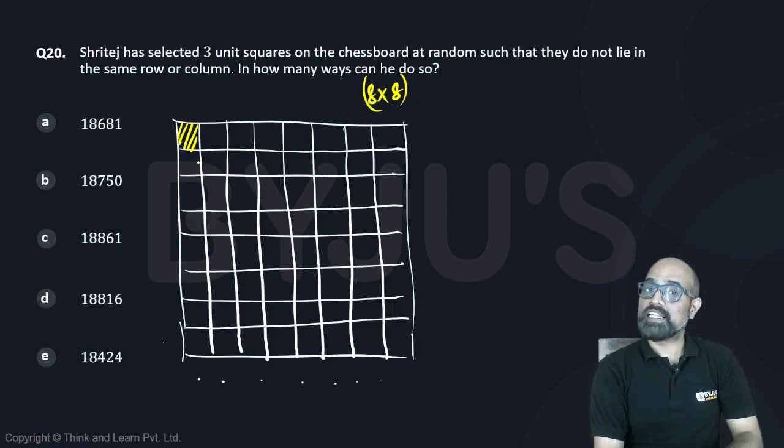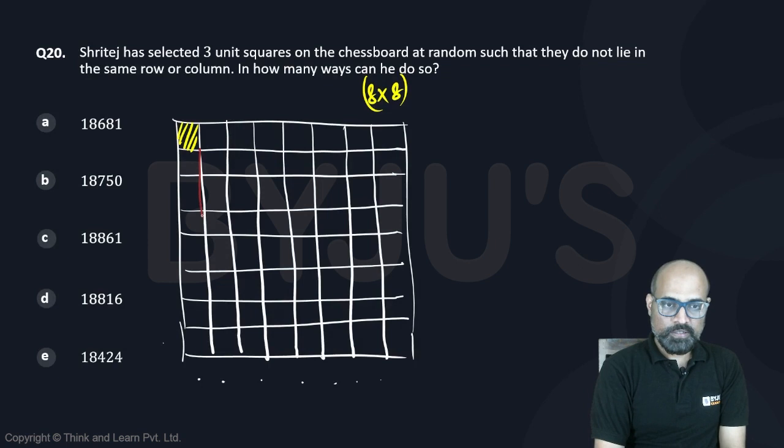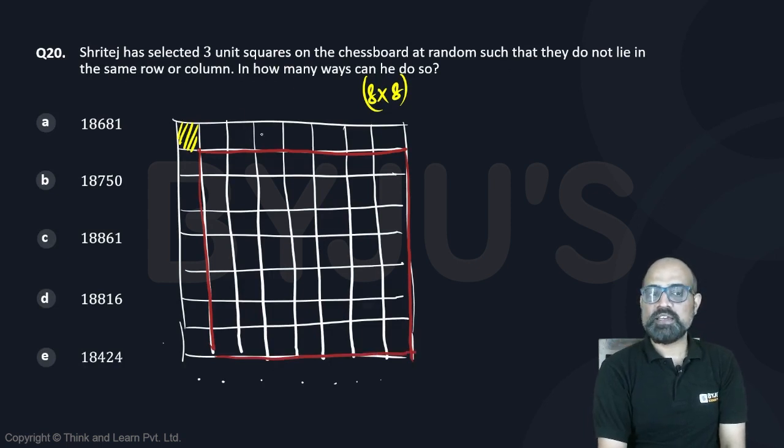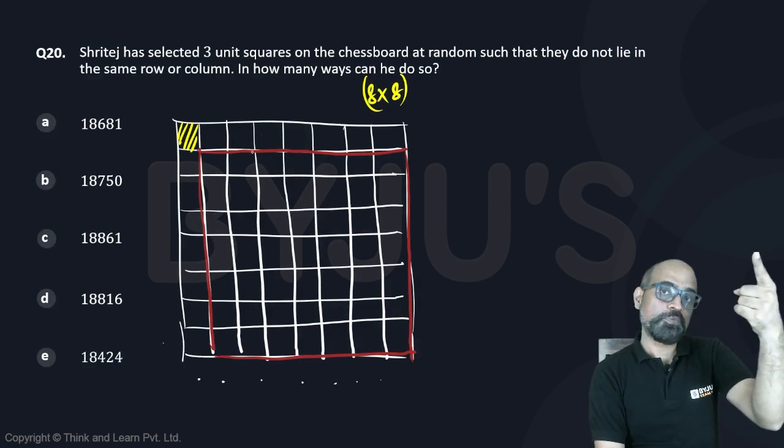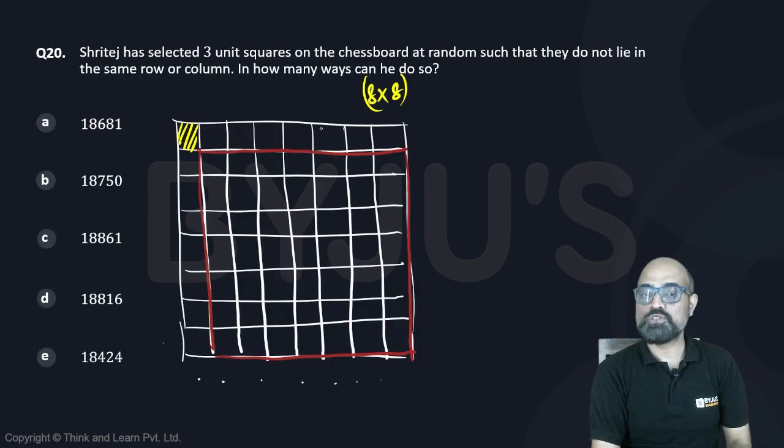Now, once he has chosen, let's say the cornermost, now he can only choose from this particular chessboard, which is of dimension 7 by 7, so that it's not in the same row or column, because if he chooses from the top, it will be in the same row. If he chooses from the left, it will be in the same column. So now he can choose any one from these 7 by 7, which is 49 squares. So he has now 7 into 7, that is 49 ways.